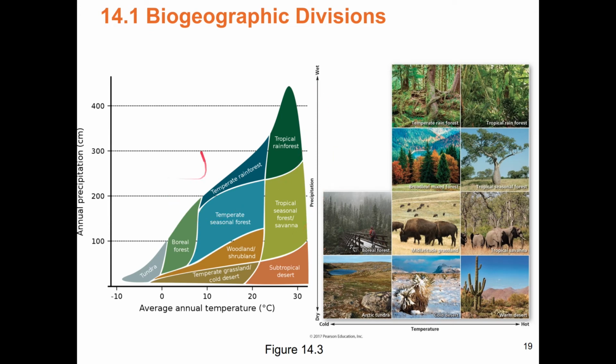And here is another way of looking at it with the names of these different biomes. We've got deserts, temperate grassland or cold desert, woodland, shrubland, tropical seasonal desert, tropical rainforest, temperate rainforest, boreal pine forest, and then finally tundra. And again, we're looking at rainfall and temperature.